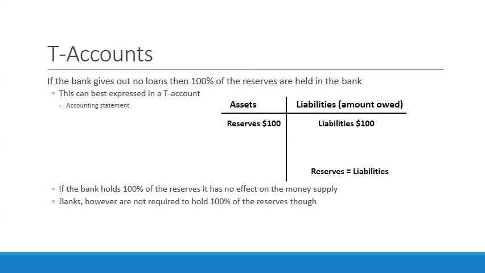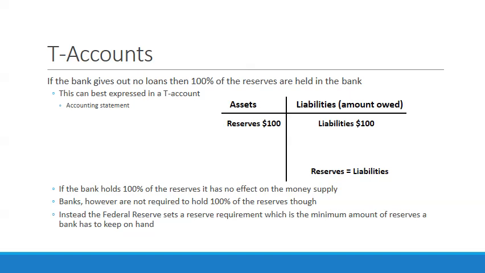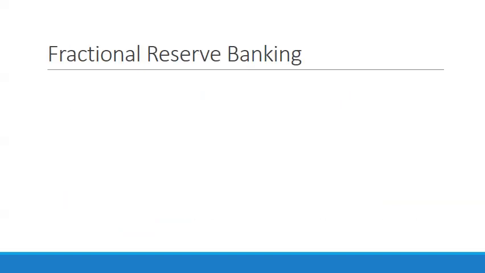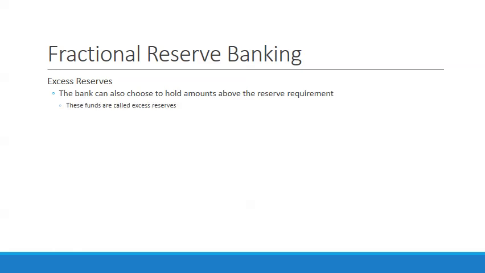Banks, however, are not required to hold 100% of the reserves. Instead, the Federal Reserve sets a reserve requirement, which is the minimum amount of reserves a bank has to keep on hand. So the bank can hold excess reserves. They can choose to hold above the reserve requirement, but they have to at least hold the reserve requirement. And these funds are called excess reserves.